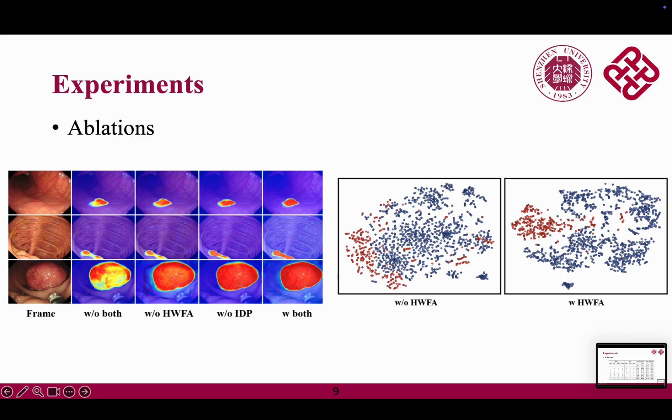On the right, the T-SNE visualization further supports this observation. After introducing HWFA, the foreground and background features become more separable in the feature space. This means HWFA does not just improve the visual appearance of the masks. It actually improves the discriminative structure of the learned representation.